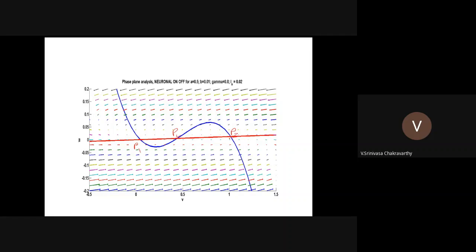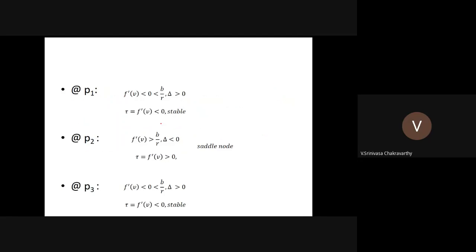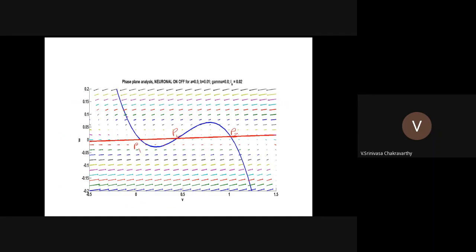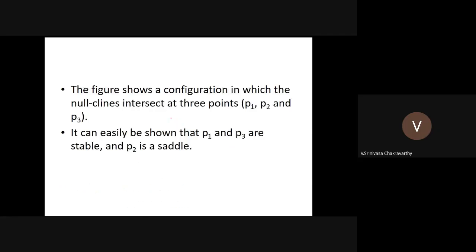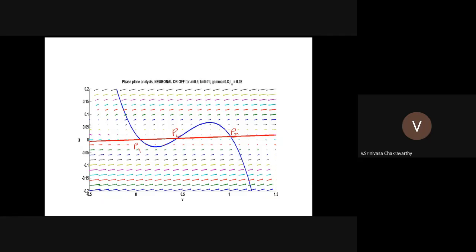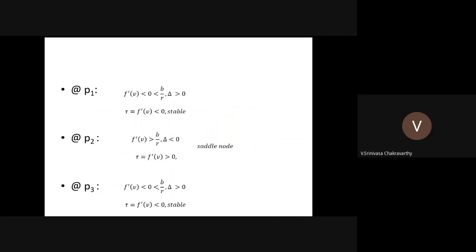Let us examine the stability of these 3 points. At P1, because P1 is on the first branch, F prime is negative, which is less than B by R. B by R is always positive. In this case, it's a bit low, but it is still positive. Therefore, delta is positive. Then tau is F prime, which is negative, so it is stable. So the first point is stable. Similarly, the third point also has similar properties. F prime is negative, and F prime is therefore less than B by R, so delta is positive and tau is negative. So this is also stable.